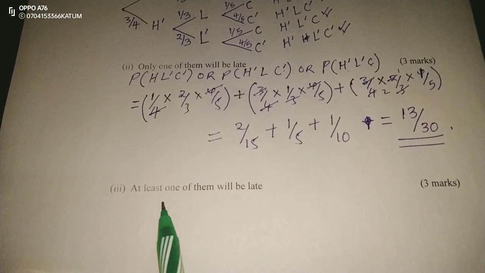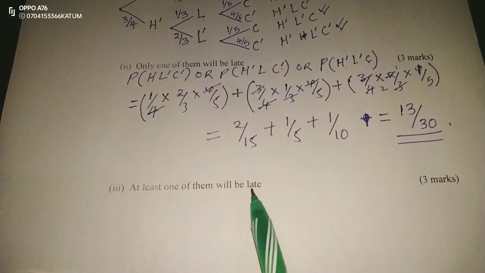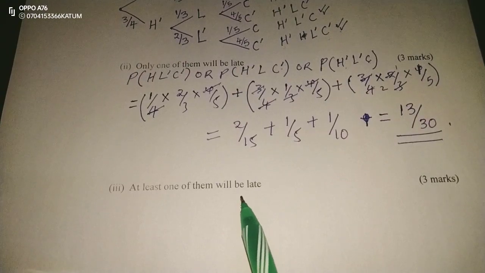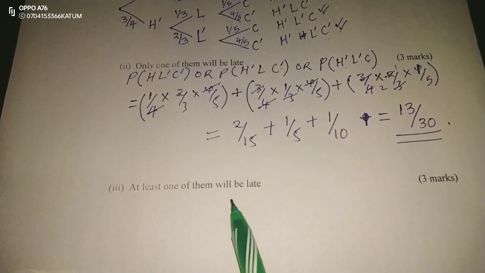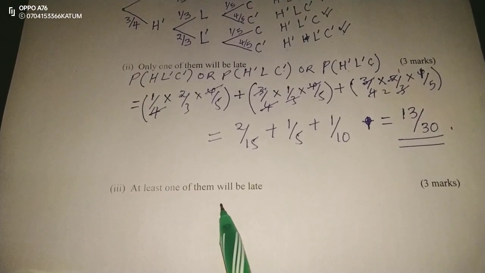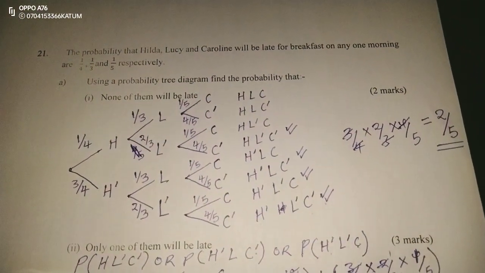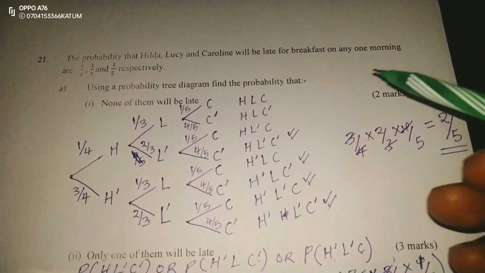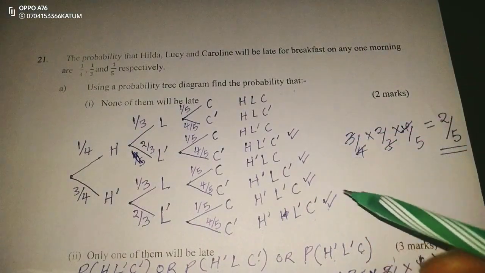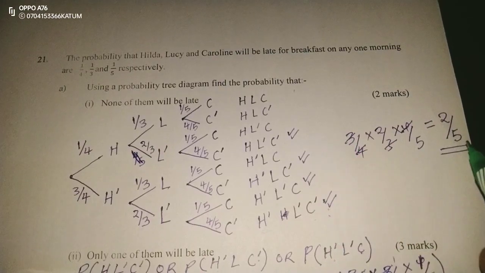At least one of them will be late. You know, there is the probability that none will be late. Now we want the probability that at least one of them will be late. So it is all these cases except here whereby nobody is late. That means we can take 1 minus the probability none of them will be late.